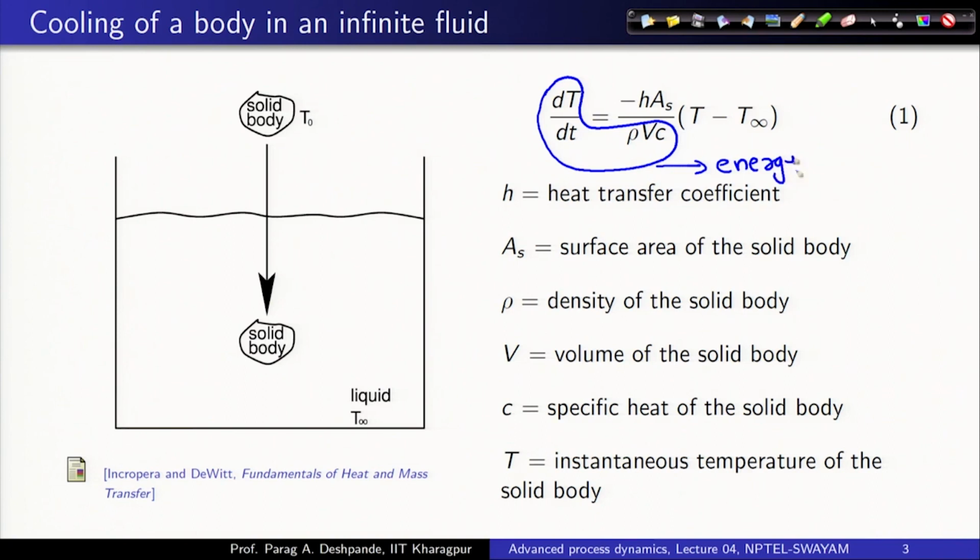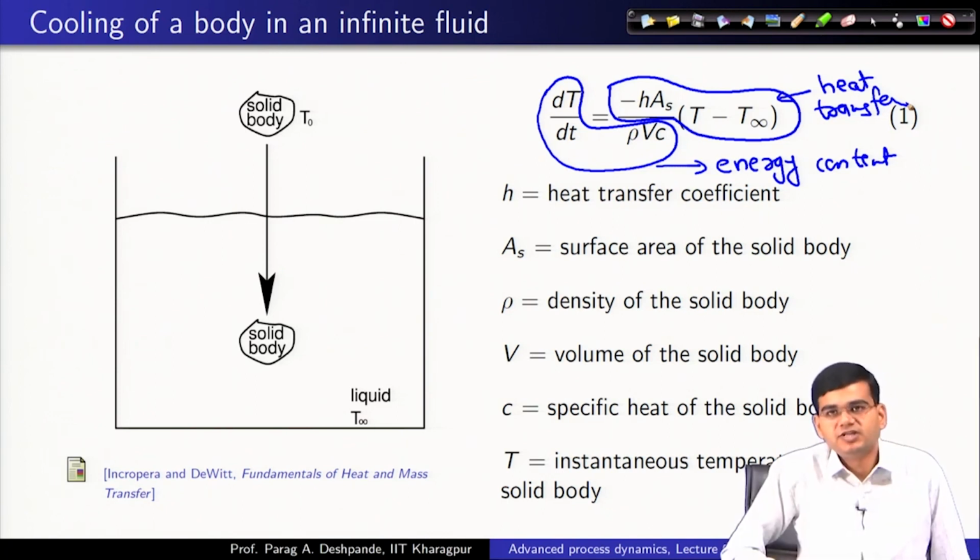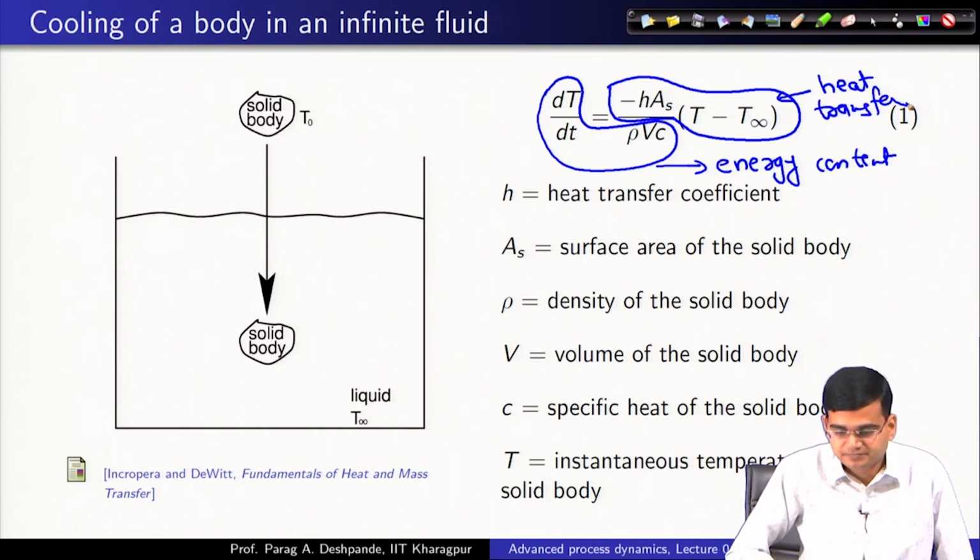energy content of the body. So, the rate at which the energy content of the body changes should be equal to the heat transfer to the reservoir or from the reservoir, depending upon the temperature of the reservoir and the temperature of the body. So, you equate these two terms and get this model equation. Okay.